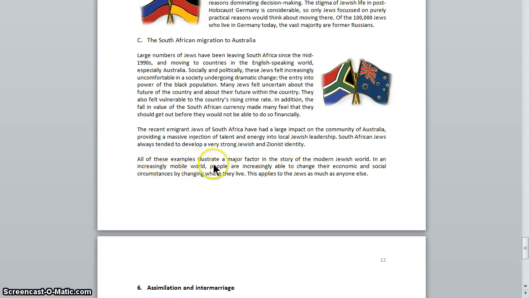All of these examples illustrate a major factor in the story of the modern Jewish world. In an increasingly mobile world, people are increasingly able to change their economic and social circumstances by changing where they live. This applies to the Jews as much as anyone else.